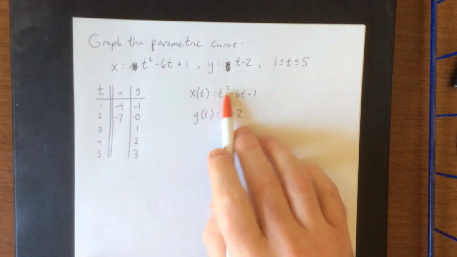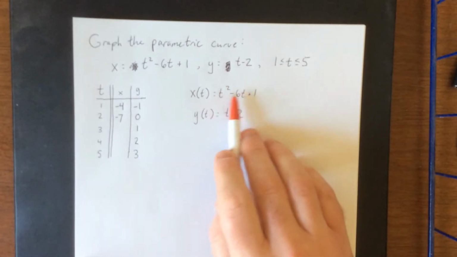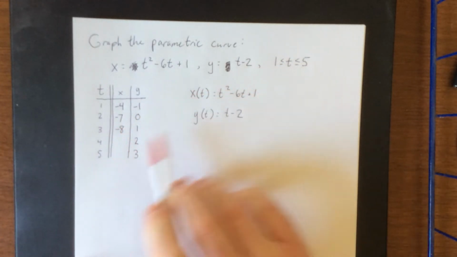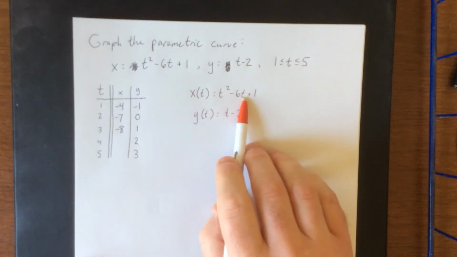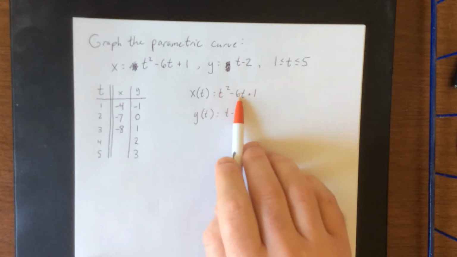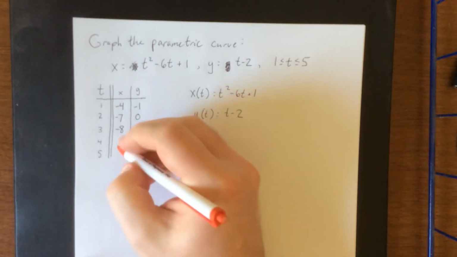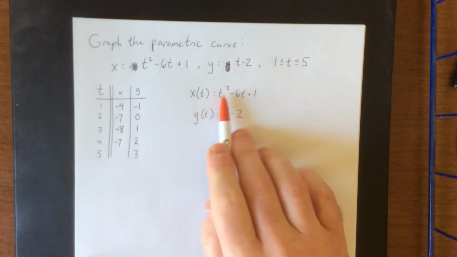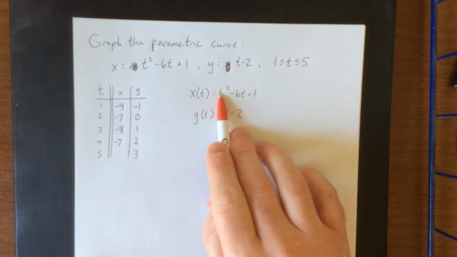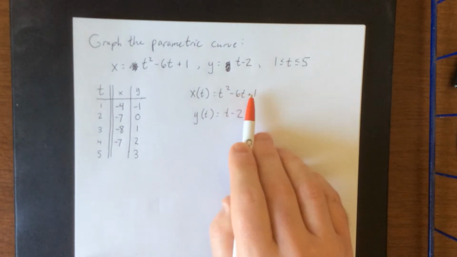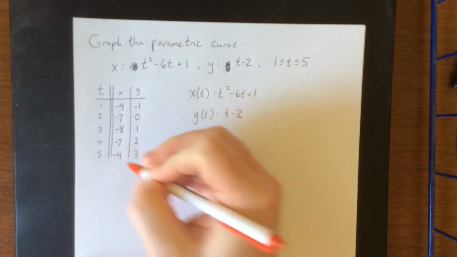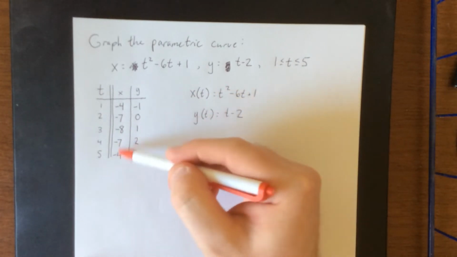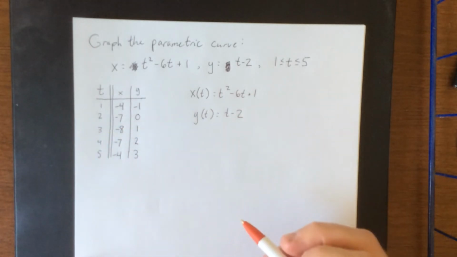At t equals 3, this will be 3 squared minus 6 times 3 plus 1. 9 minus 18 is negative 9, plus 1 is negative 8. For t equals 4, 4 squared minus 6 times 4 plus 1. 16 minus 24, that's negative 8, plus 1 is negative 7. And finally, for t equals 5, we'll get 5 squared minus 6 times 5 plus 1. That's 25 minus 30, that's negative 5, plus 1, we'll get negative 4. Now hopefully this sort of pattern with the x values is expected, given that we had a quadratic. We see that this thing is symmetric about t equals 3.